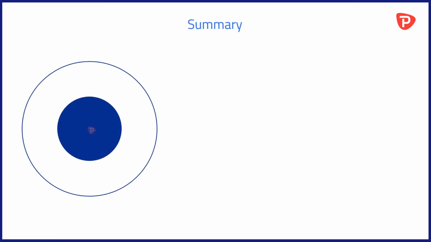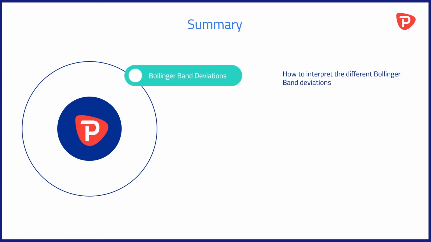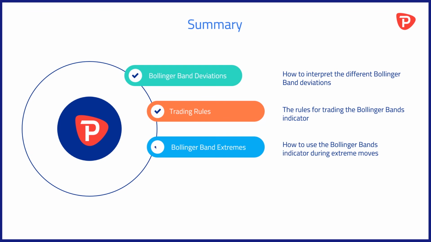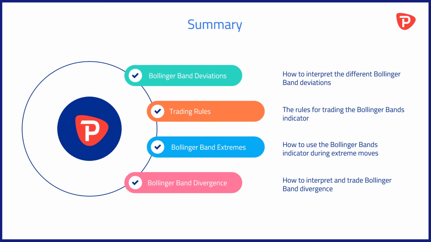In this lesson, we have learned how to interpret the different Bollinger Band deviations. We have learnt the rules for trading the Bollinger Bands indicator. We have learned how to use the Bollinger Bands in extreme moves. And finally, we learned how to interpret and trade Bollinger Band divergence. This concludes section 5 of Trading Indicators.